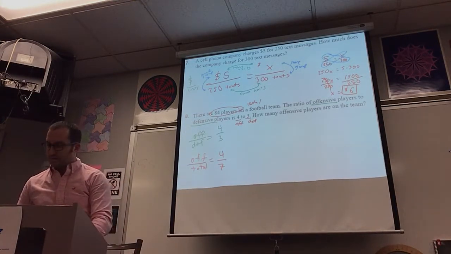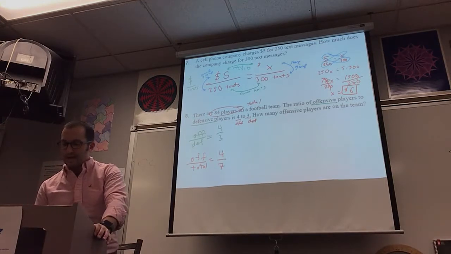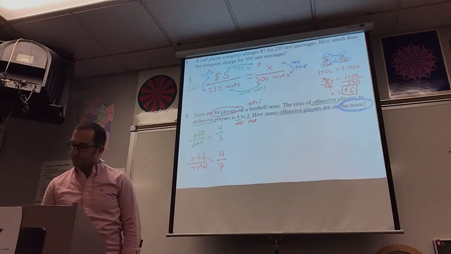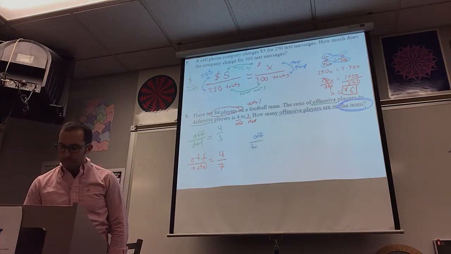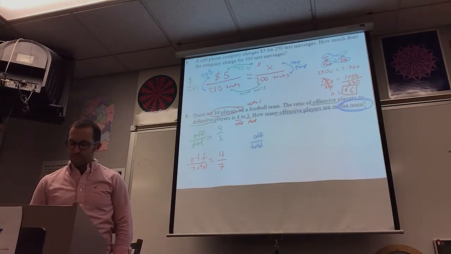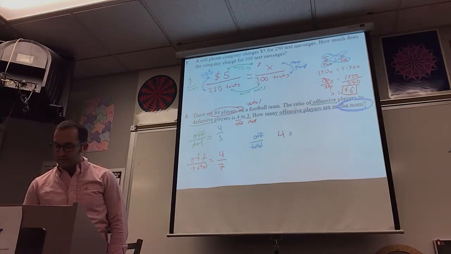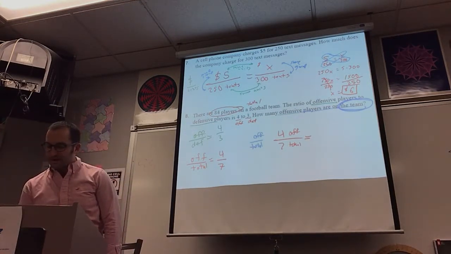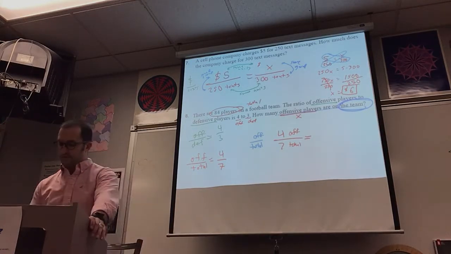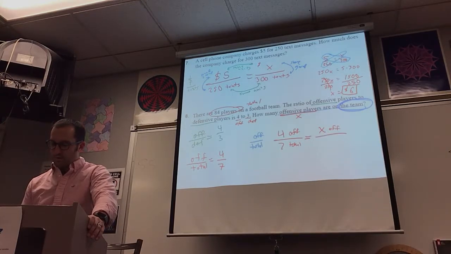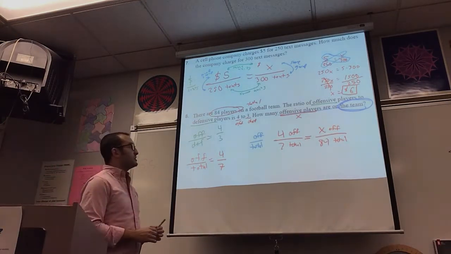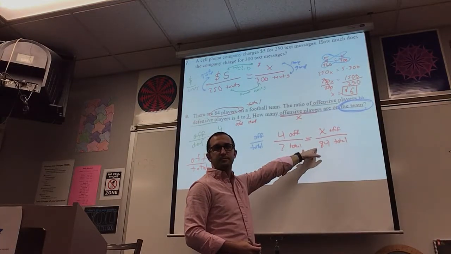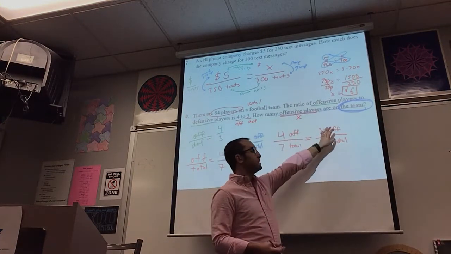But now I can set up my proportion, okay? Here's the deal. It tells us how many offensive players are on the entire team. That's what gives us our hint as to how we can set up our proportion. So we need to set up offensive to total. So it'd be 4 offensive to 7 total is equal to what? Well, offensive players, that's our X, that's our unknown value, right? To 84. So, notice the structure of my proportion. Same units on the top, same units on the bottom. First group, second group.